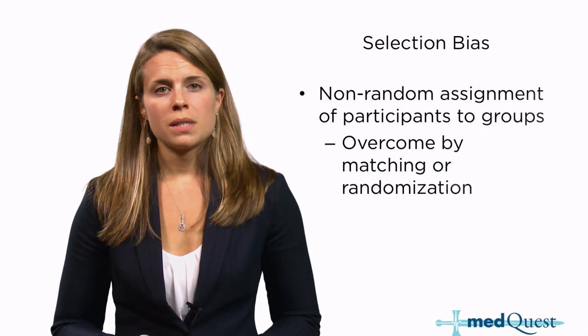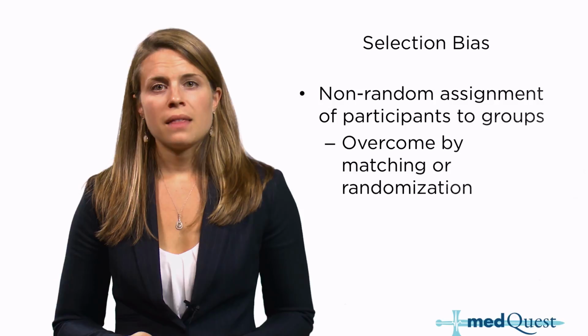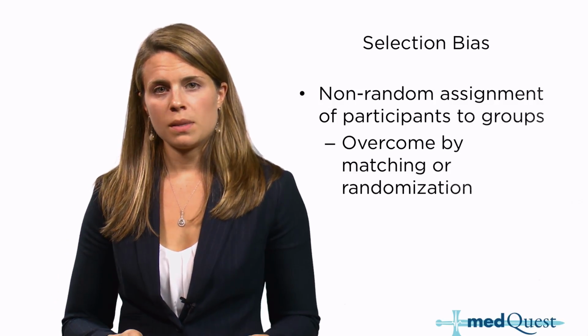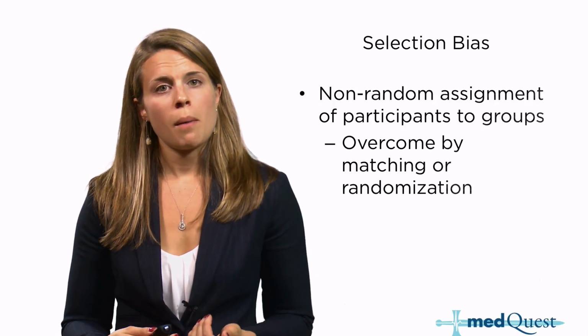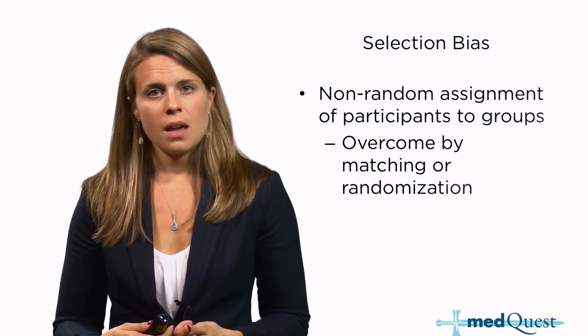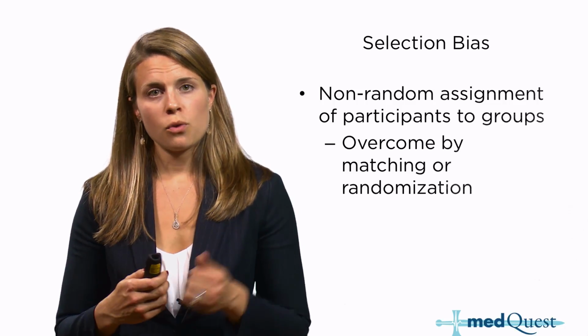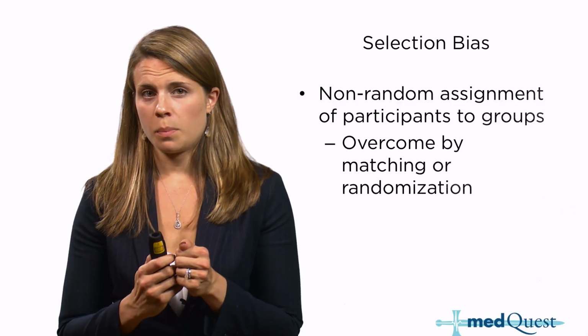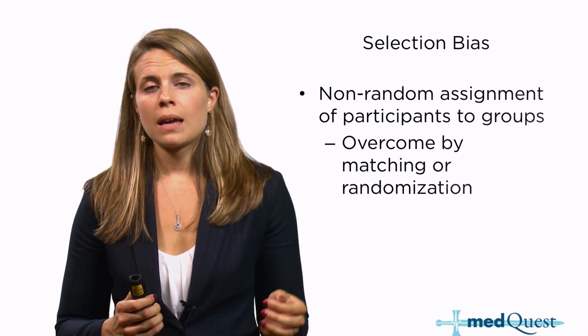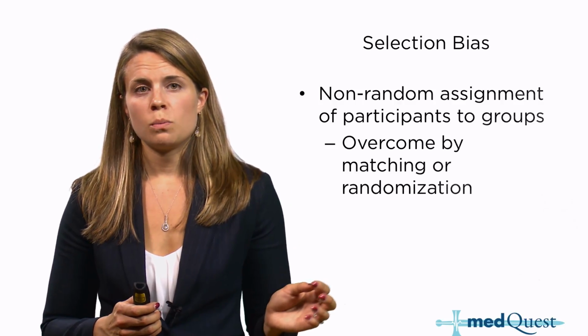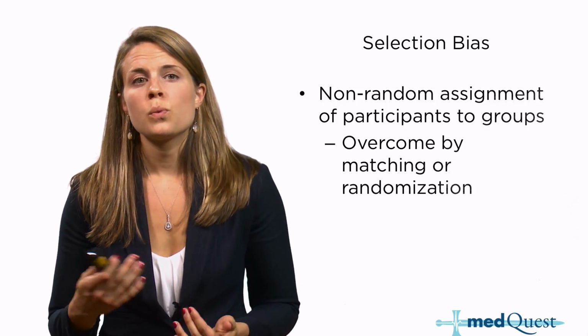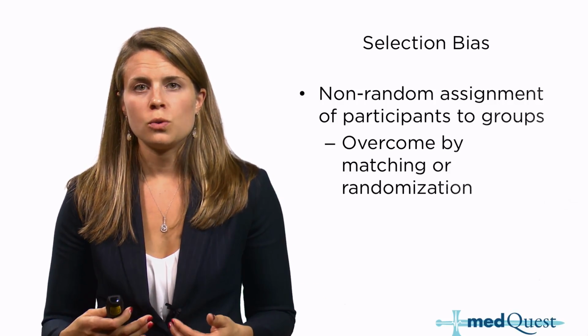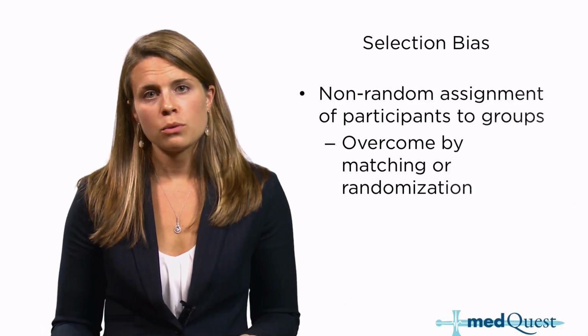Perhaps one of the most important types of bias that will come up again and again on your tests is selection bias. This is the non-random assignment of participants to groups, and this is overcome by matching or randomization. So again, we've already talked about matching when we came to case control studies. This ensures that your treatment group and your control group are as similar as possible, which means that you can make claims based on the association between the exposure and the outcome and be reasonably reassured that it's not due to some third factor that you haven't accounted for.